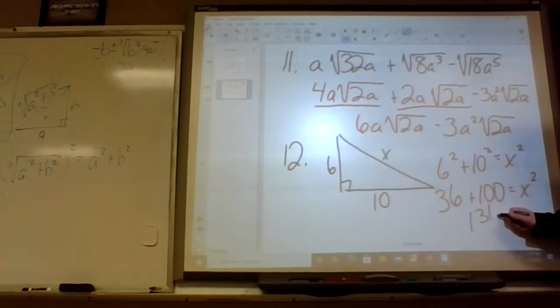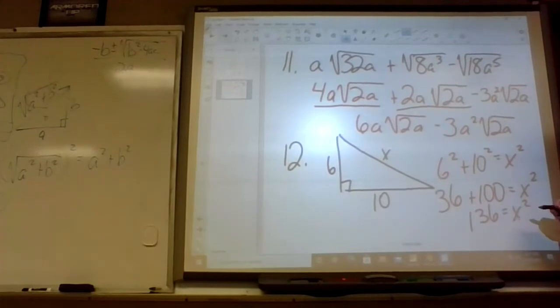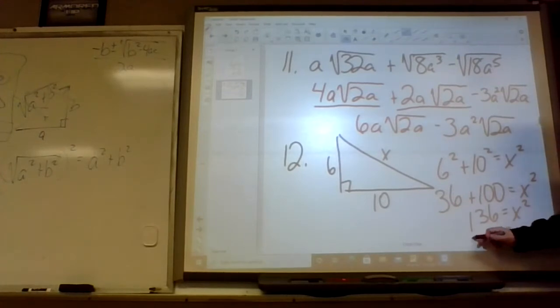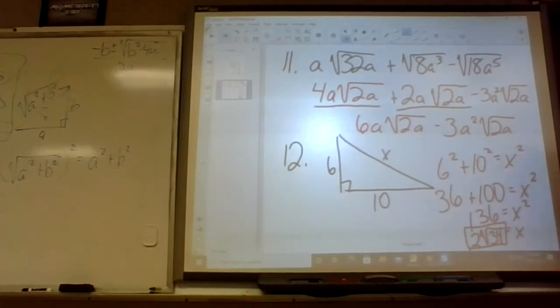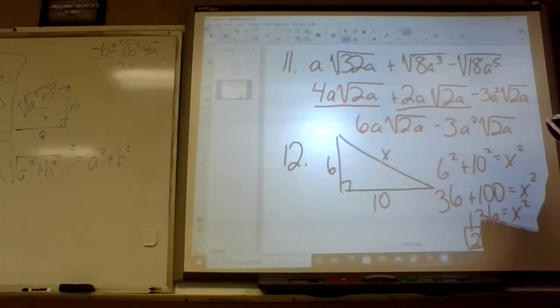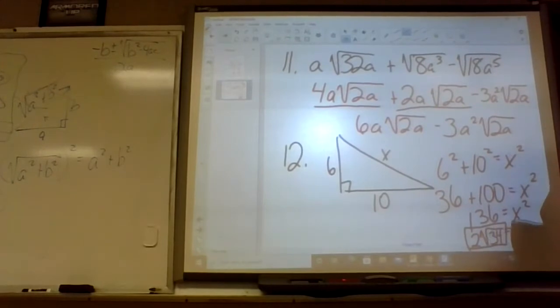So x squared equals 136. Now what do I do? Square root it. Somebody plug that in the calculator. Square root of 136 is 11.66. Okay, I don't want that version, I want 2 square root 34. Sometimes they will ask you for the decimal, but if they don't tell you, usually we do the square roots.